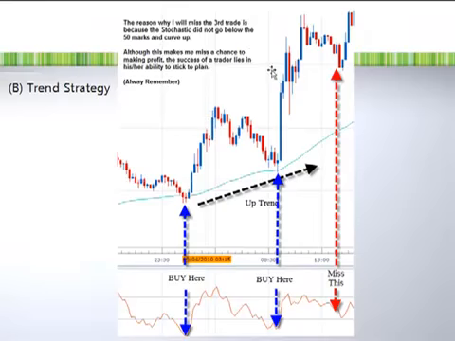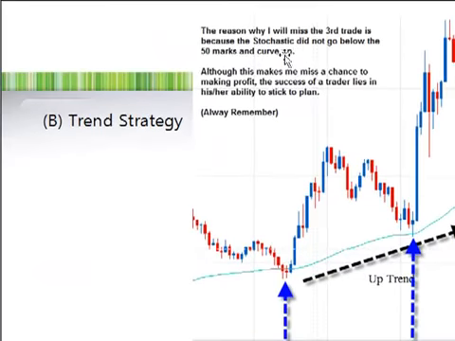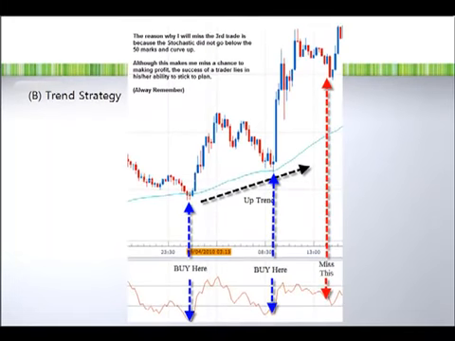Okay, and I actually highlight here the reason why I missed the third trade is because the stochastic did not go below the 50 mark and curve up. So although this makes me miss a chance to make a profit, the success of a trader lies in his ability to stick to the plan. You have to remember that as a trader you have to always stick to the plan.